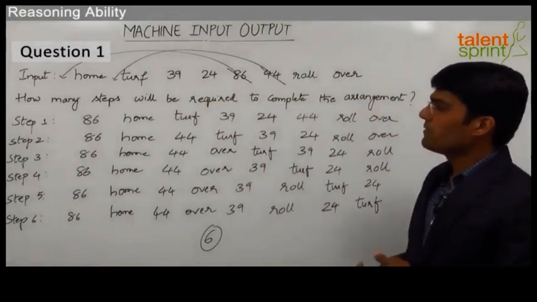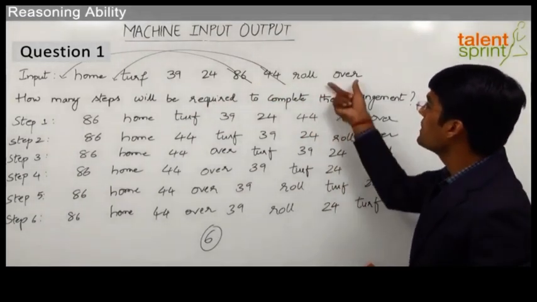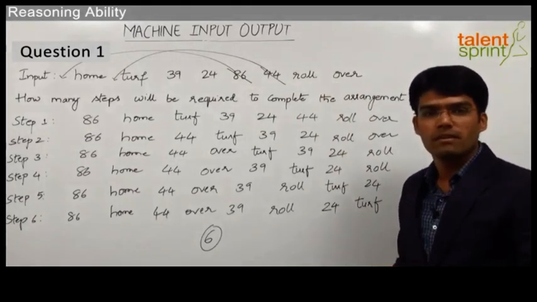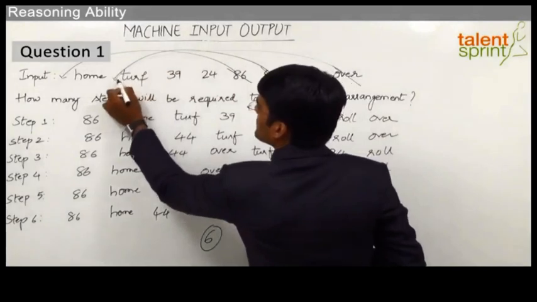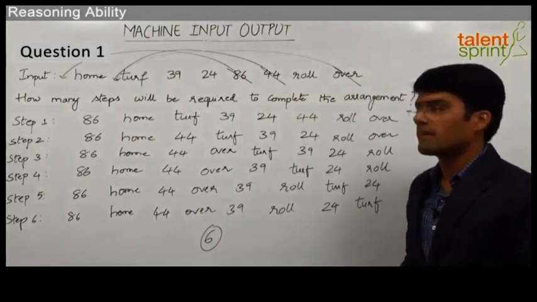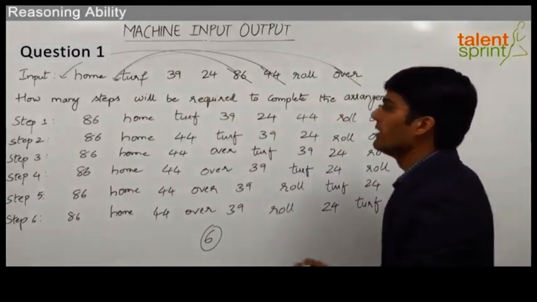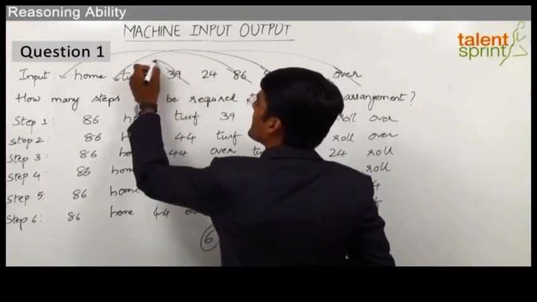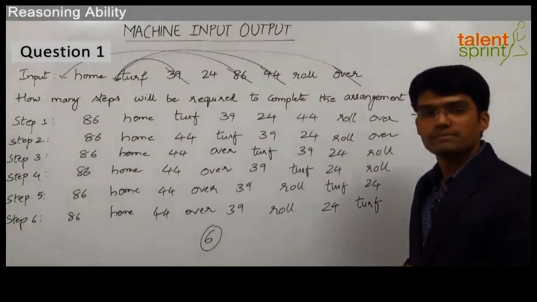After moving 44, we need to have a word at the 4th position, and that word should be over, as we are going by the alphabetical order. So let us just strike off over and bring it into the position after 44. After over, we need to have a number, and that number should be 39, as we are following the descending order. So just strike off 39 and draw an arrow indicating that 39 has gone before turf.